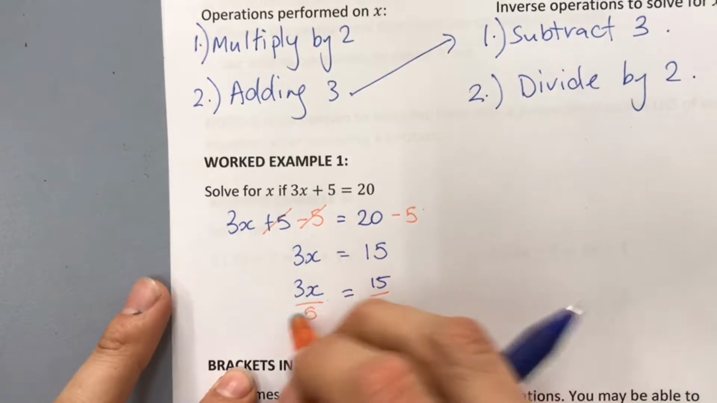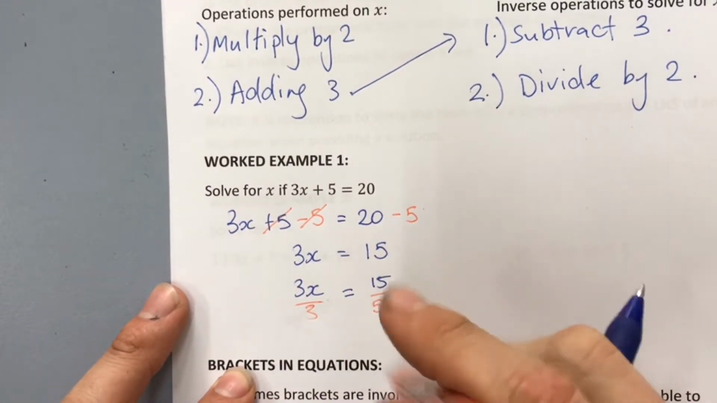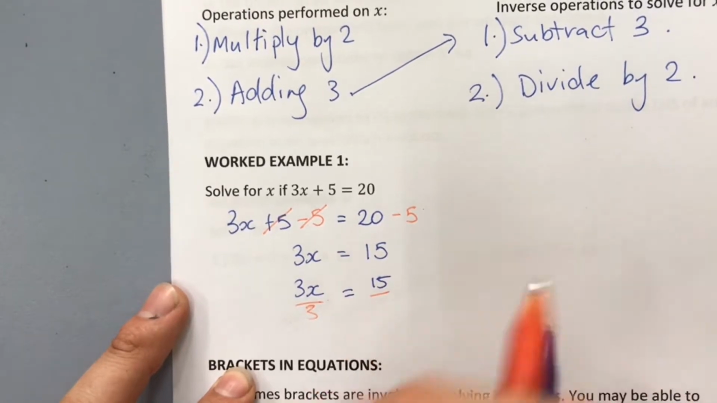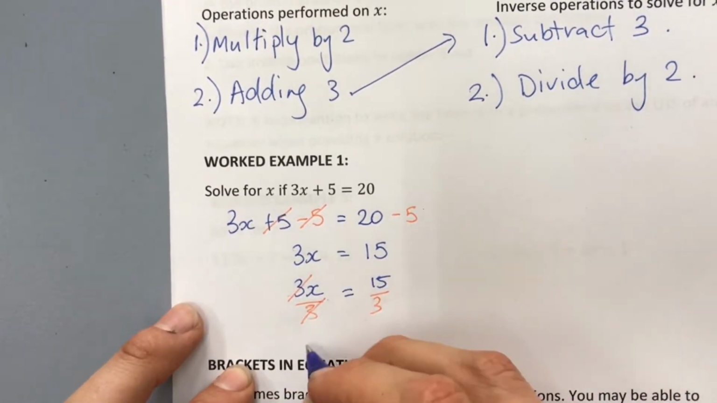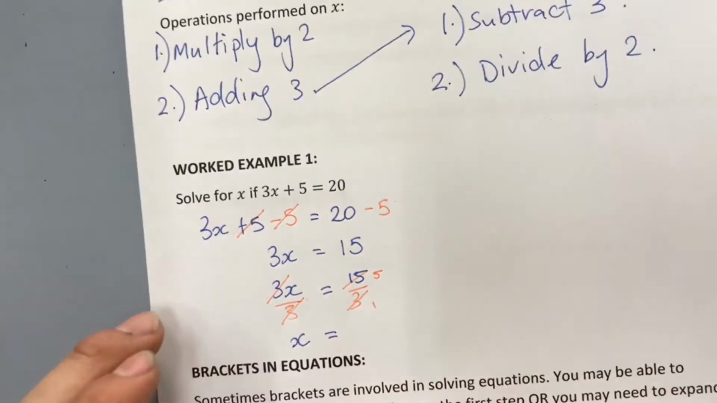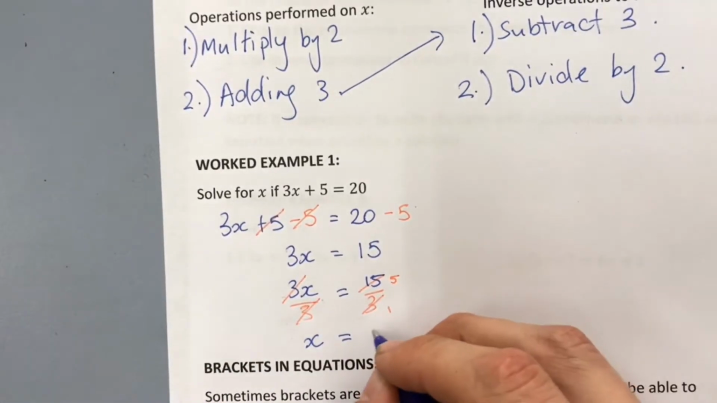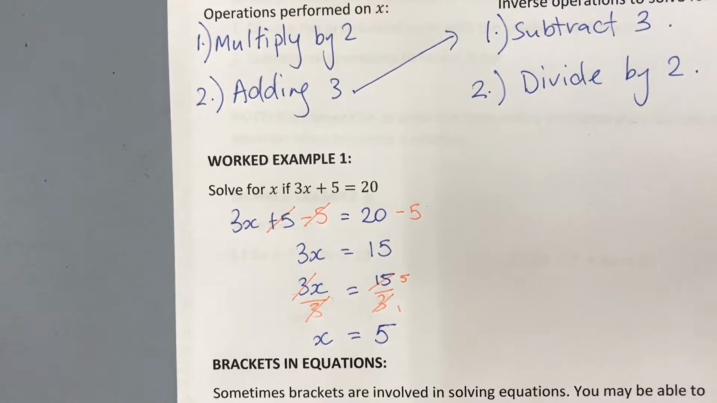Dividing by 3, not 5. Yeah, dividing by 3. So 3x divided by 3, what that's going to do is cancel out your 2 3's on this side of the equation, and we're going to have x over here. 15 divided by 3 gives us 5, 3 divided by 3 gives us 1, and so x is equal to 5, all right?